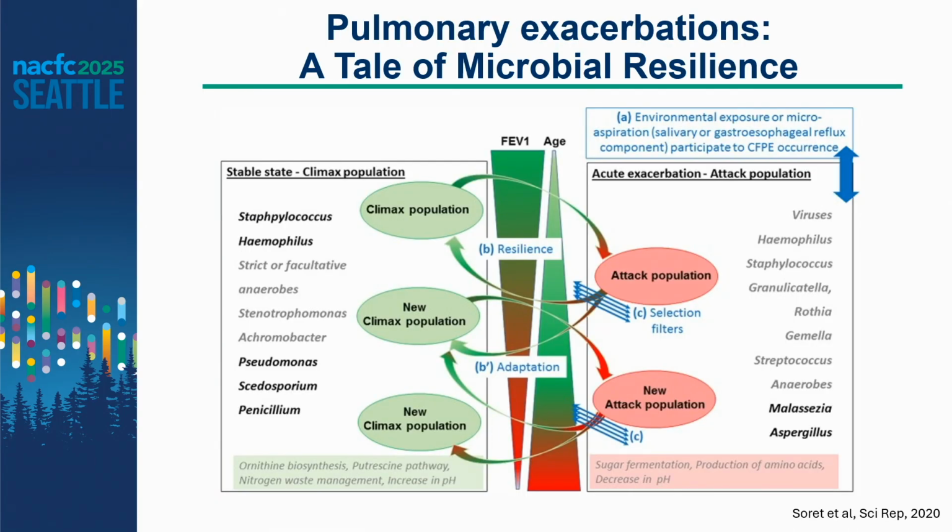So a few years ago, there was a really good review that thought about how these commensals and pathogen interact with each other in the lung, and how there is a climax population and an attack population, and how this promotes both resilience and adaptation to the environment. However, I would like to challenge this in a way that we're still missing a few components, including viral infections and how the immune pressure is shaping this evolution over time.